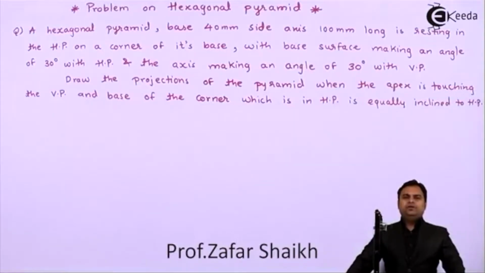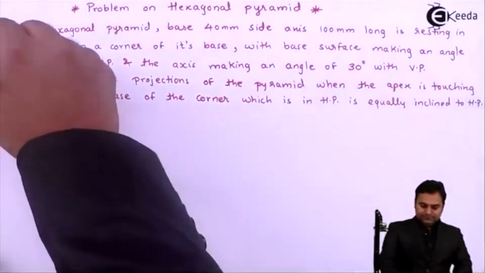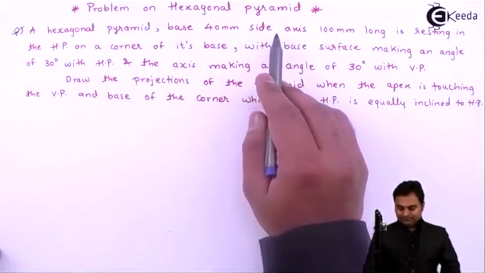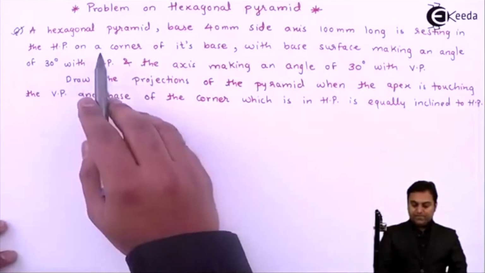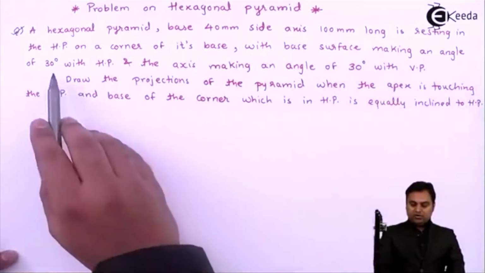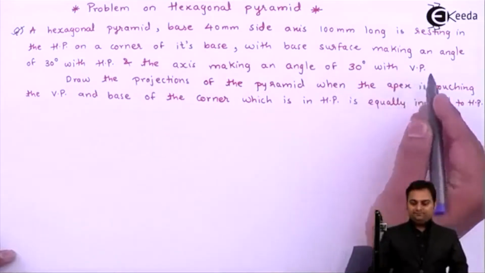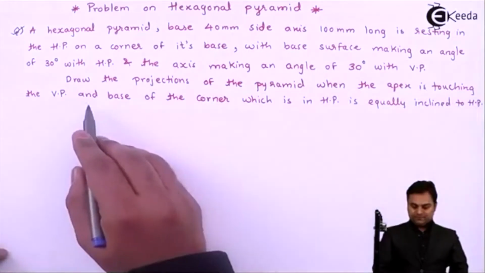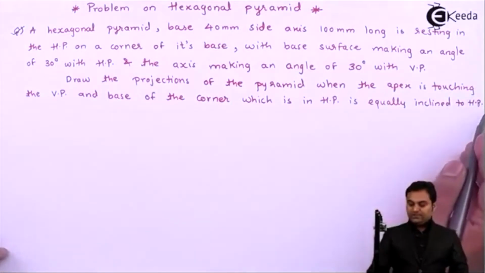We are going to see a problem on hexagonal pyramid. Here is the question. A hexagonal pyramid, base 40 mm side, axis 100 mm long, is resting in the HP on a corner of its base, with base surface making an angle of 30 degree with HP and the axis making an angle of 30 degree with VP. Draw the projections of the pyramid when the apex is touching the VP and base of the corner, which is in HP, is equally inclined to HP.